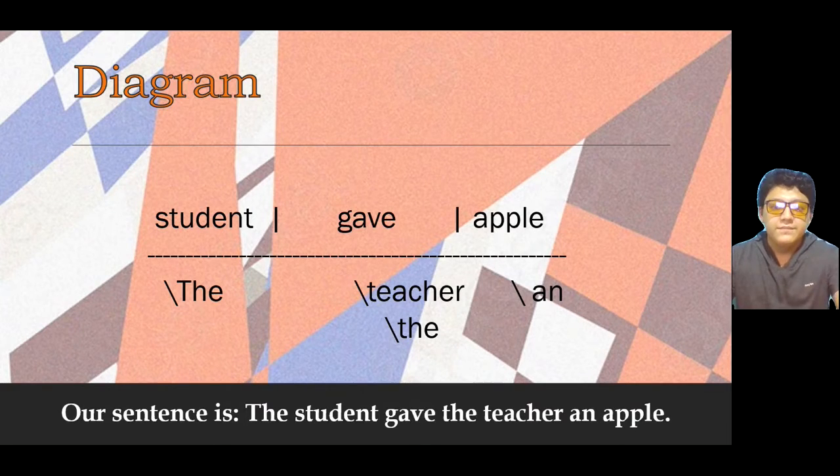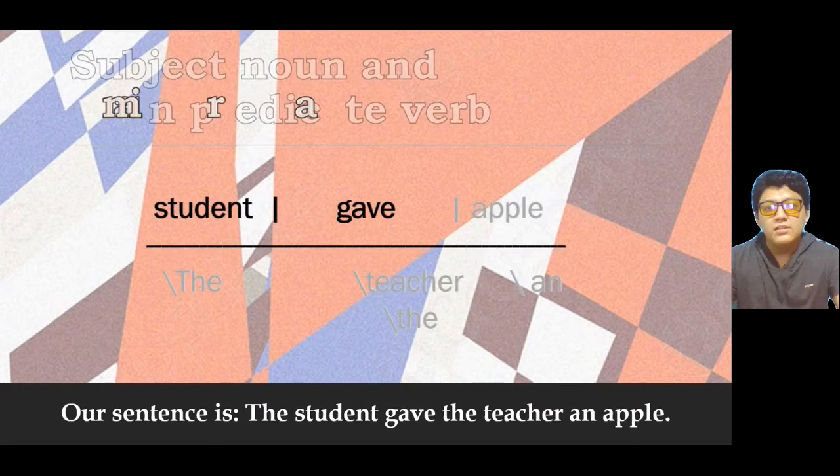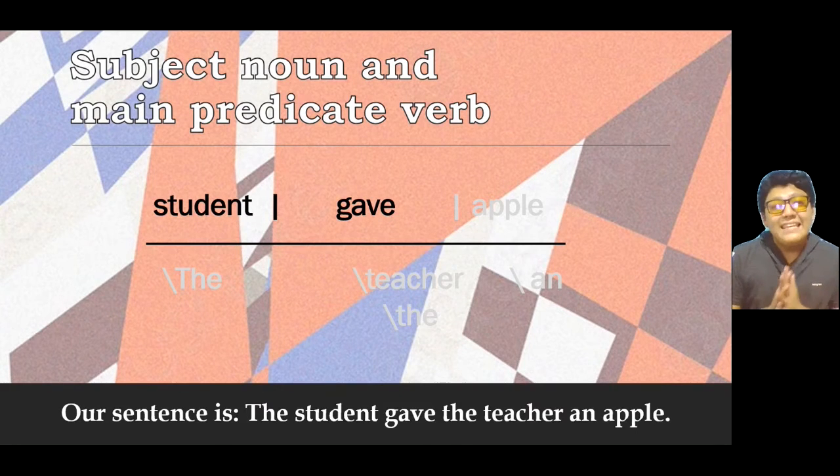It's the first part that we'll understand. We will identify the subject noun and the main predicate verb. Okay, we will draw a long horizontal line, the baseline, and then a short vertical line between the two words. This is the first step. The subject noun is first, and second is the main predicate verb.